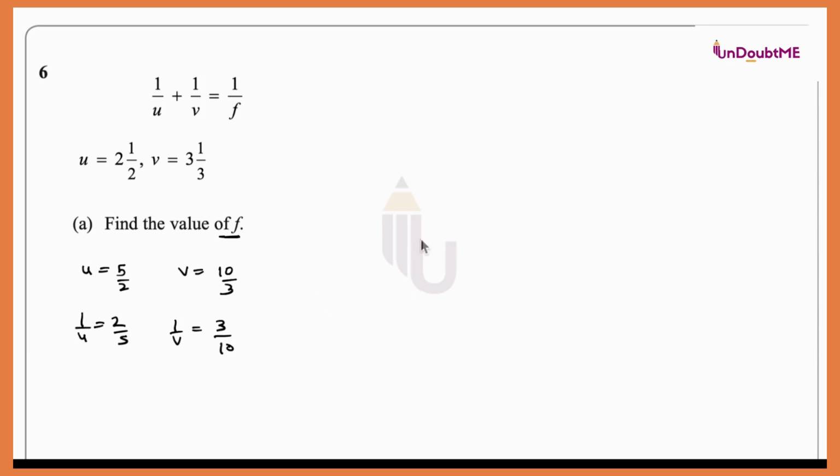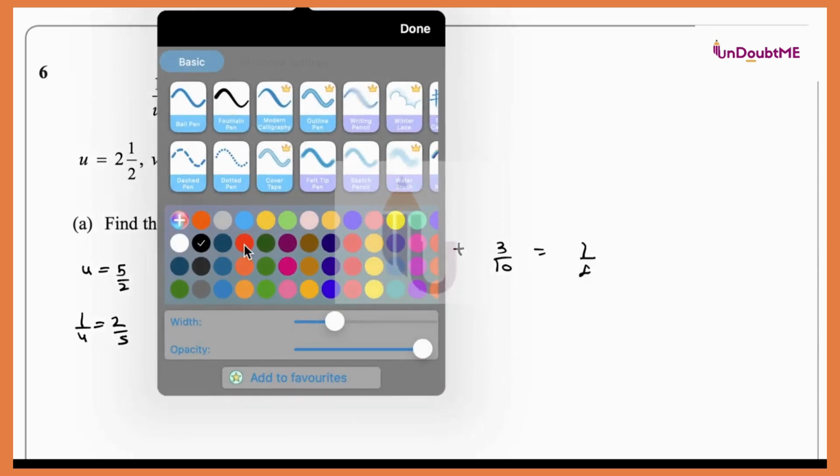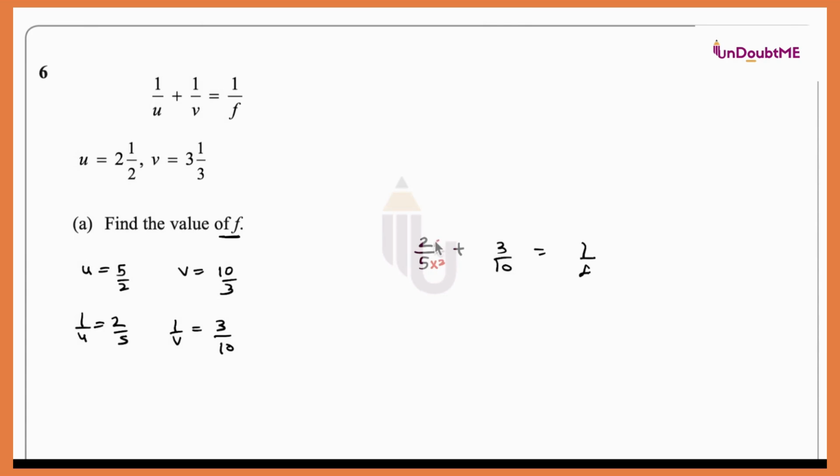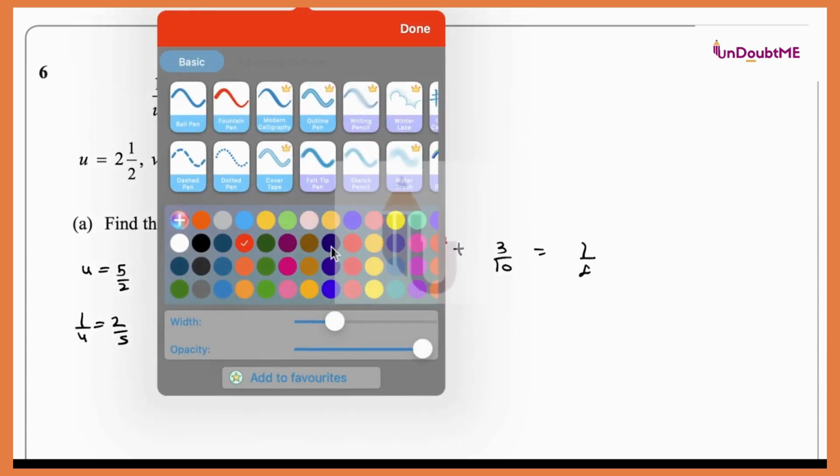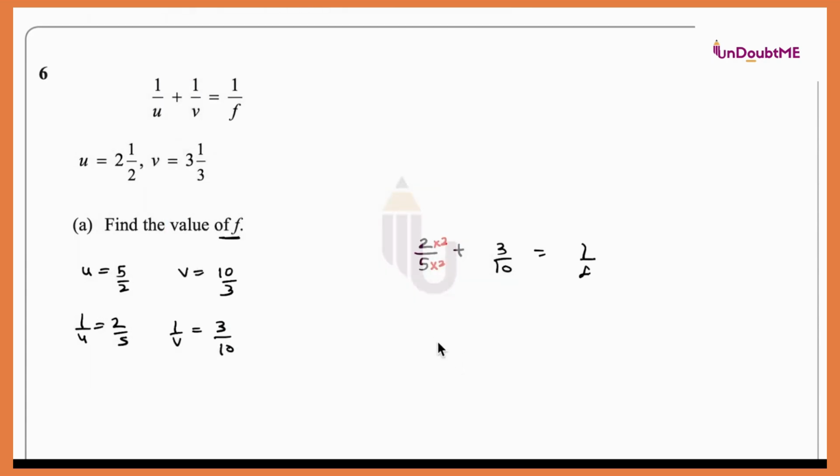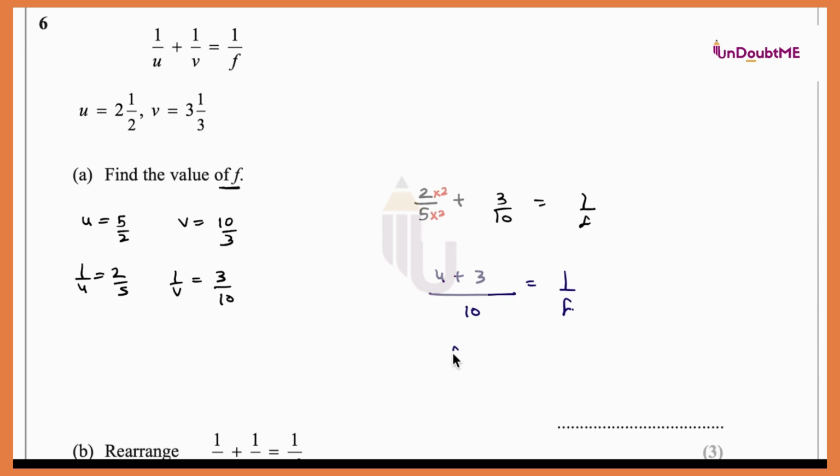So if you just add them, then 2 by 5 plus 3 by 10 is equal to 1 by f. You can make the denominator common by multiplying by 2 over here, so that now both denominators are 10. So the common denominator will be 10, and we have 4 plus 3, that is 1 by f, and f will be equal to 10 by 7, which can also be written as 1 3 by 7.